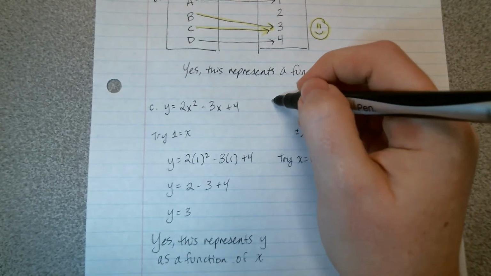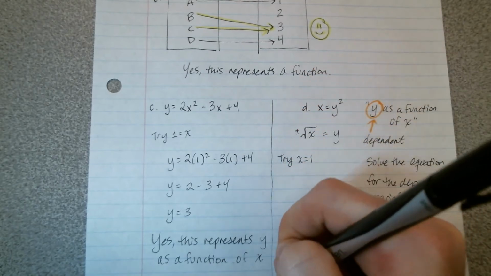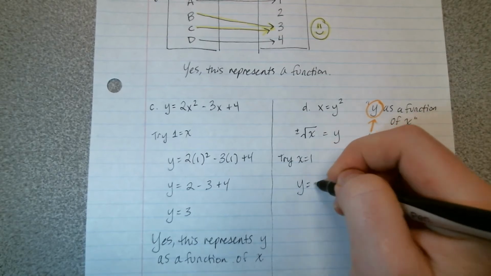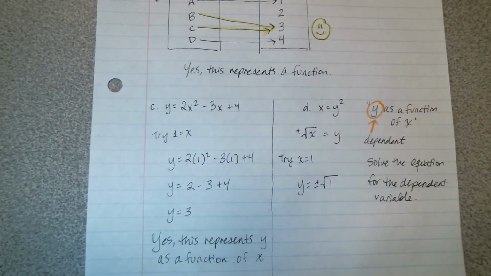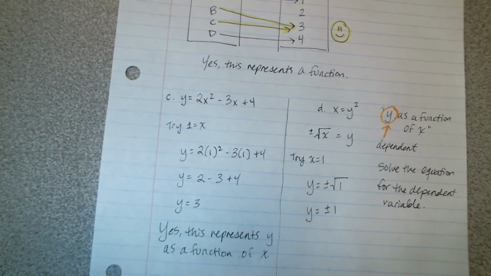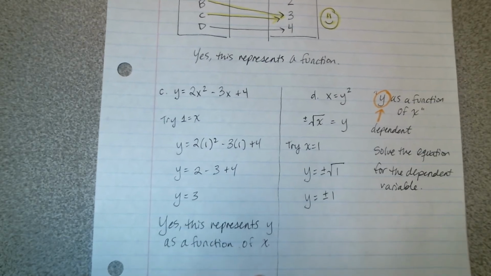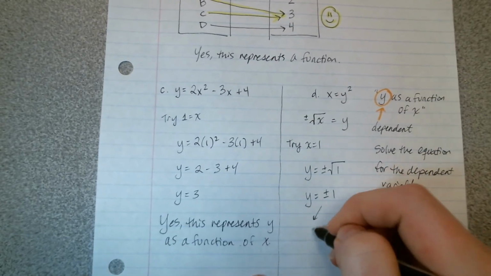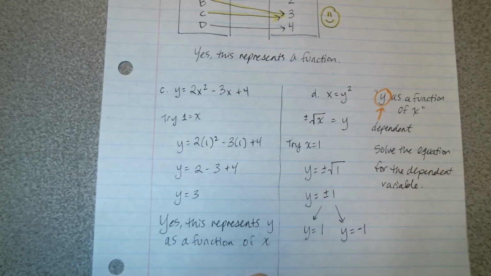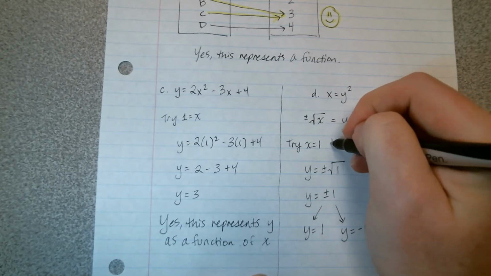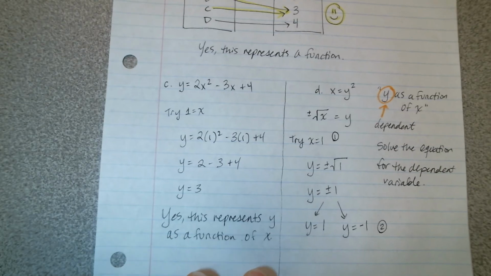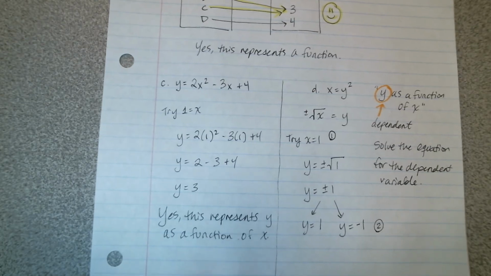Okay, I'm going to draw a line here to separate between my two parts. So if I plug in 1 for x, then y is plus or minus the square root of 1, which means y is equal to plus or minus 1. And that plus or minus notation is shorthand for two values. This says y is either positive 1 or y is negative 1, which means one x value goes to two y values, which means this does not represent a function.